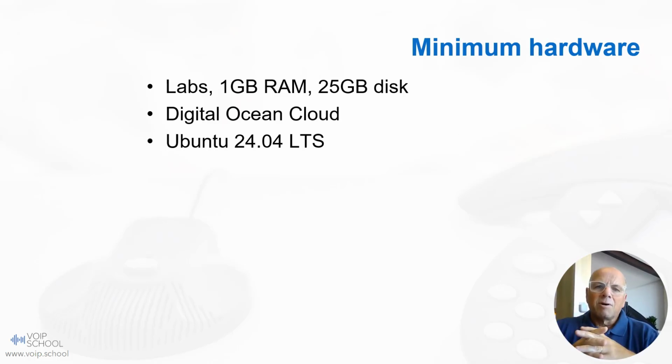The minimum hardware requirements for setting up an Asterisk PBX include a system with 1 gig of RAM and 25 gigs of disk space, which can be low-cost options like a DigitalOcean cloud instance running Ubuntu 24, as an example. With this modest hardware specification, you can effectively run and experiment with Asterisk PBX in a lab or development environment.